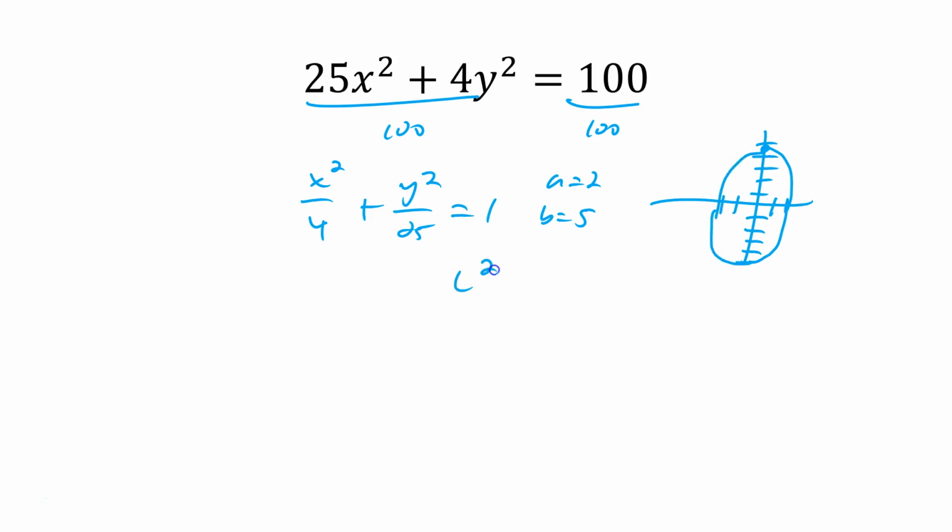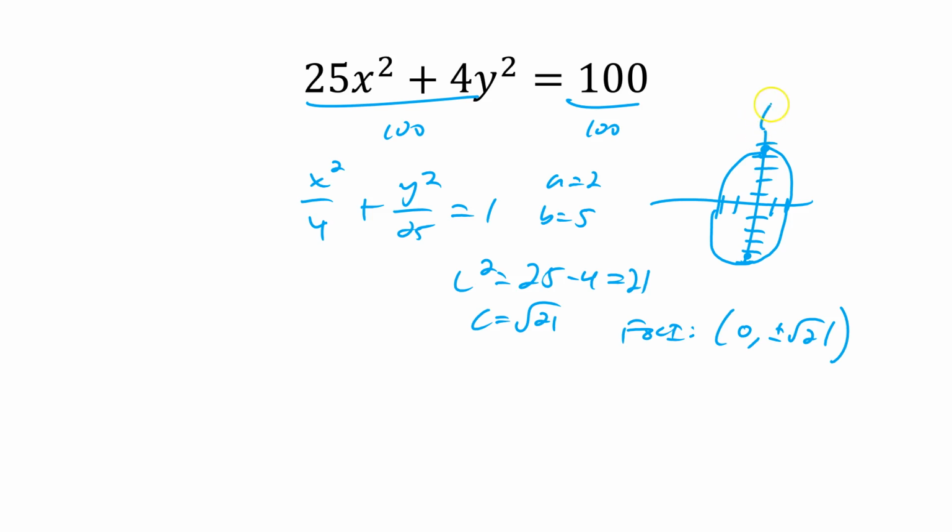Okay, c squared in this case, bigger minus smaller, so it's 25 minus 4, which is 21. So c is the square root of 21. That's between 4 and 5, so it's going to be pretty close to the edges. About there, about there. Okay, so our foci, in this case, happen at 0, plus and minus root 21. Major axis has a length of 10, minor axis has a length of 4. Vertical ellipse. Vertices happen at 0, plus and minus 5, right, up and down.